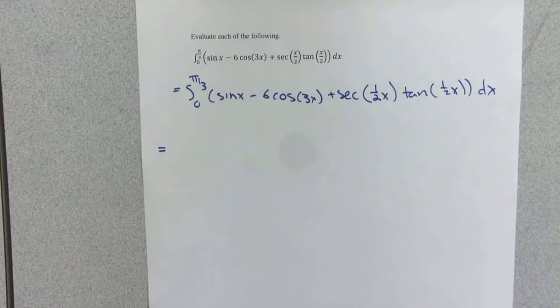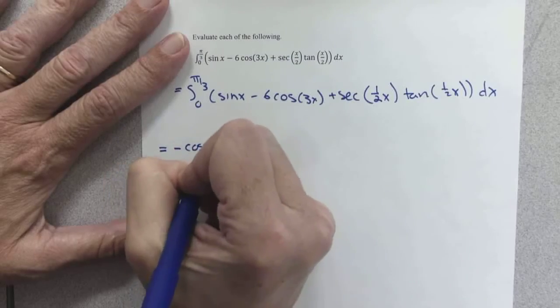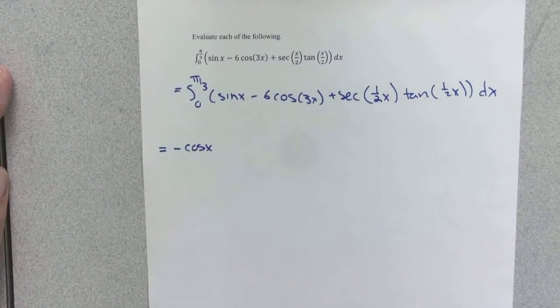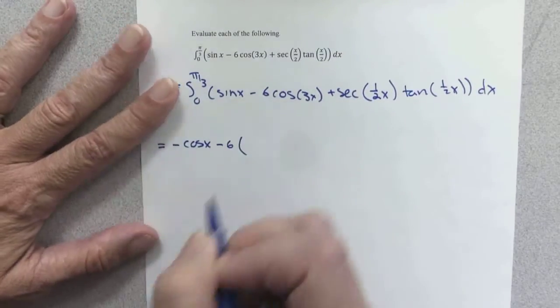Sine x, we want the antiderivative of sine x. And remember, you're just asking yourself, what has a derivative of positive sine x? And that's minus cosine x. Then I'll just leave that 6 there.